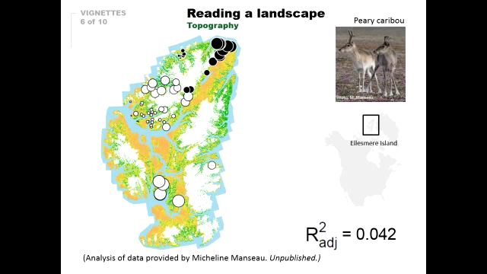Another system here, also in northern Canada, the Peary caribou. It's an endangered species, lives up here almost at the very top of Canada on Ellesmere Island. And this is a very mountainous area. The white areas indicate higher elevations. So again, we can pick out groups of Peary caribou that are associated with lower elevations. So topography. So this is really the first type of landscape we're reading here. Topography is having an impact on the movement and gene flow of these animals. And it's a very small amount, 4% of the total variation.